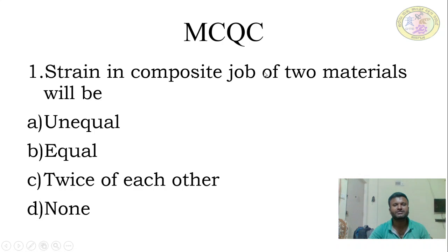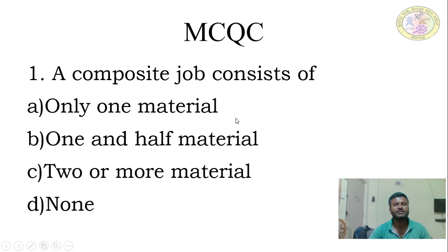Strain in composite section of two materials will be unequal, equal, twice of each other, or none. It is equal. Next, a composite bar consists of only one material, one and a half material, two or more materials, or none. Two or more materials.